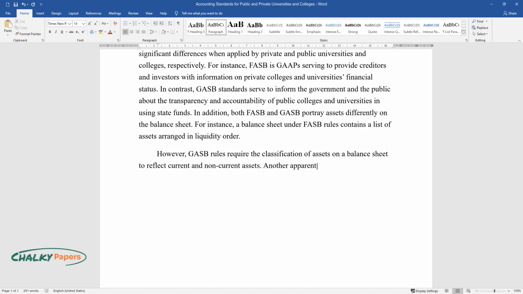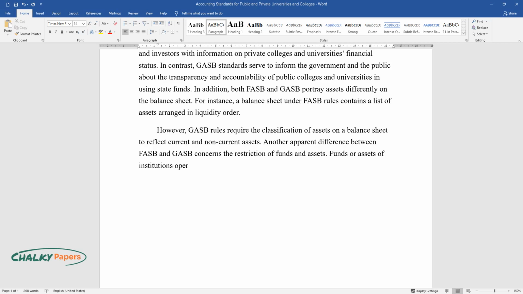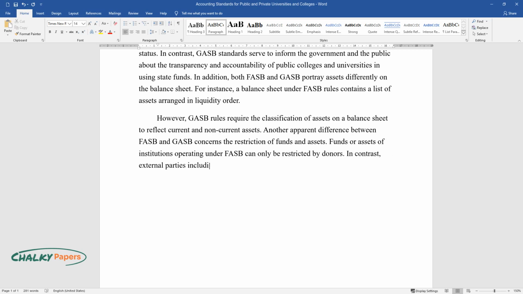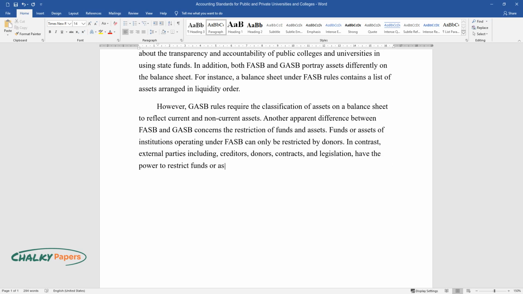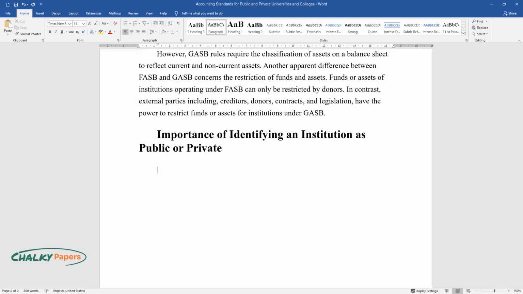Another apparent difference between FASB and GASB concerns the restriction of funds and assets. Funds or assets of institutions operating under FASB can only be restricted by donors. In contrast, external parties including creditors, donors, contracts, and legislation have the power to restrict funds or assets for institutions under GASB. Importance of identifying an institution as public or private.